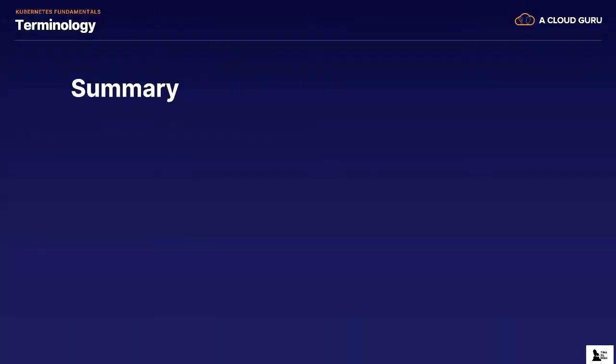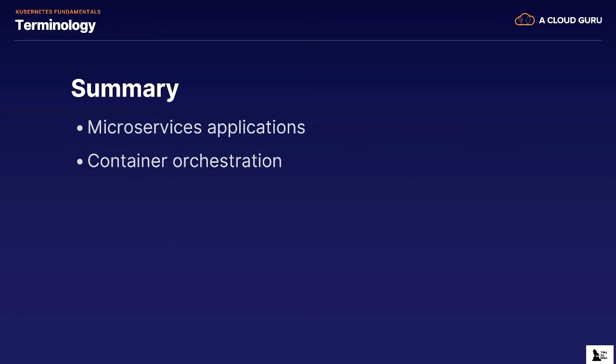And with that, we've reached the summary for this lesson. In this lesson, we learned a lot of different terminology as it pertains to Kubernetes. Specifically, we started off by talking about microservices applications, how monolithic applications more and more are being broken out into these microservices applications. And in order for those applications to be successful, they really need to be run in containers, and those containers need to be orchestrated. And that's the job of Kubernetes.